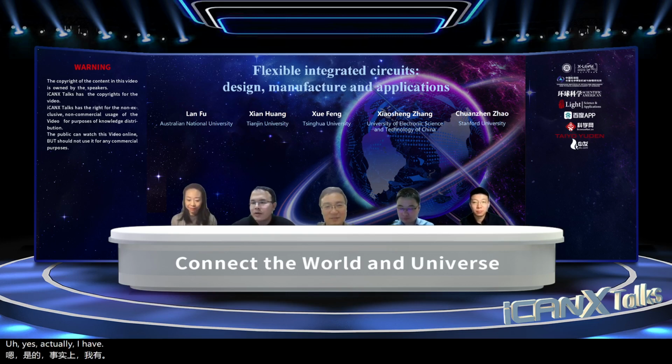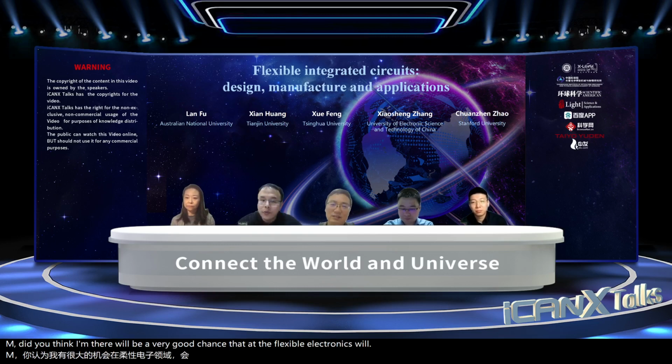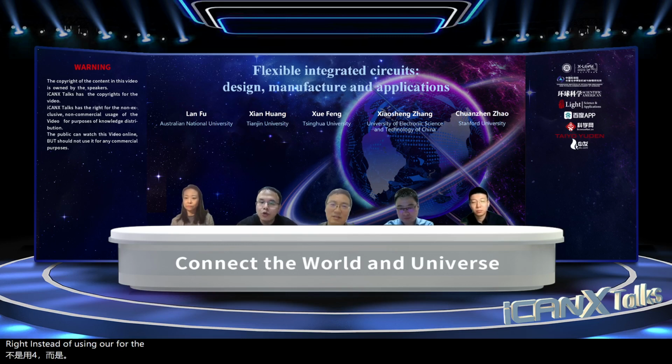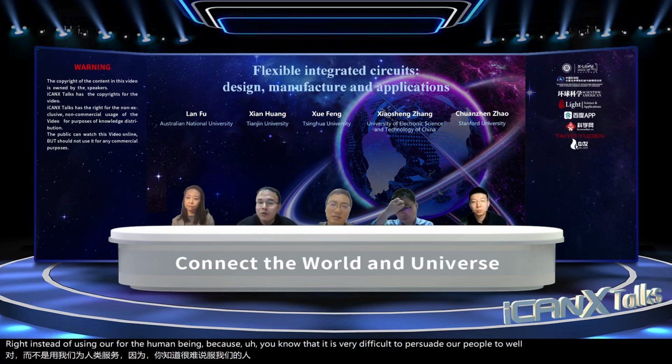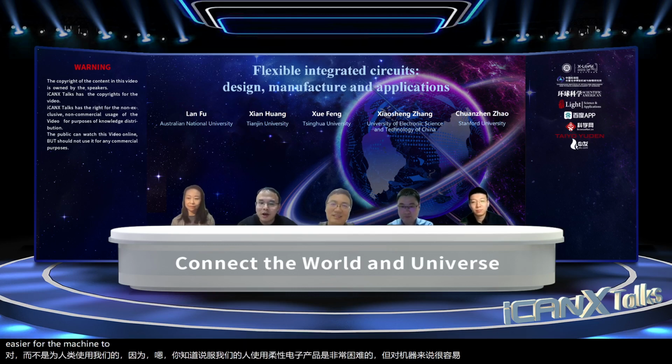Yes, actually, I have one question. Since Professor Zhang just mentioned the killer application, we saw that Professor Feng developed a lot of sensors for industry, for example for the wheel and for motor monitoring. Do you think there is a very good chance that flexible electronics will have a lot of development in industrial sensing, instead of being used for the human being? Because it is very difficult to persuade people to wear flexible electronics, but it is easier for the machine to wear flexible electronics devices.